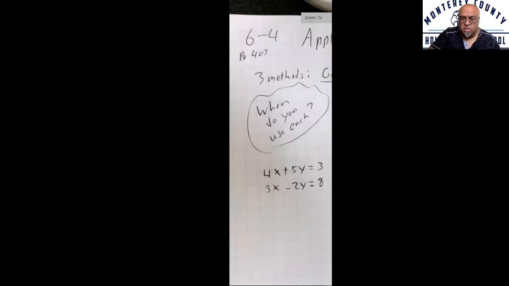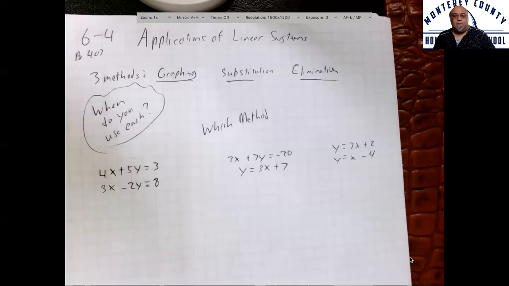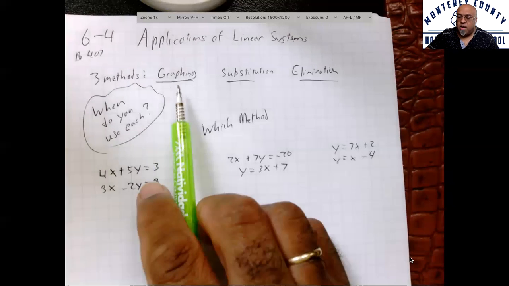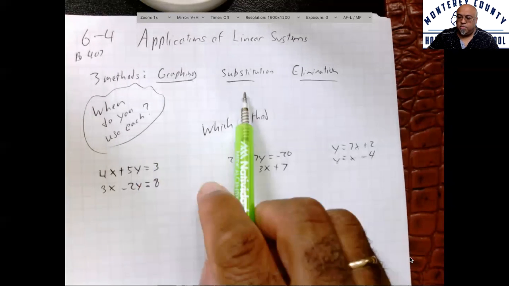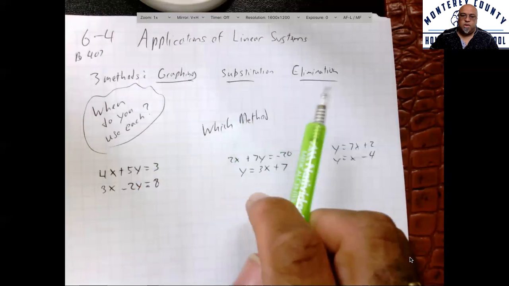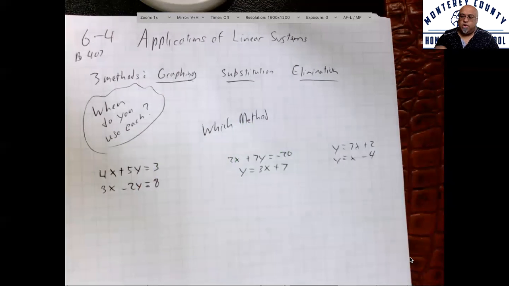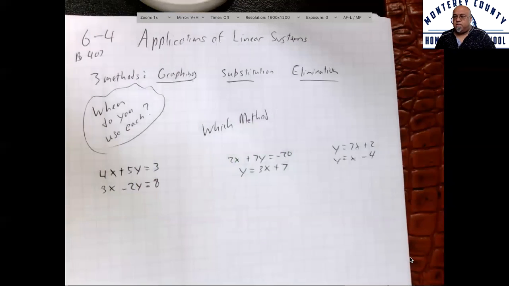Students, this is lesson 6-4 on page 407. Okay, this one is application of linear systems. And it's reminding us that there are three methods that I have taught you. At first, I taught you graphing, then I taught you substitution, then I taught you the elimination method. The question here is, when do you use each method?